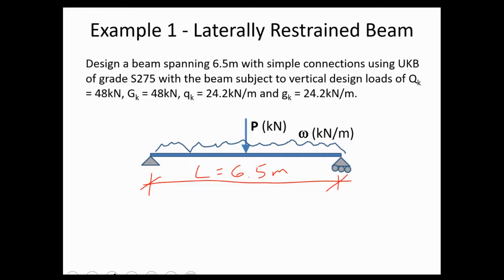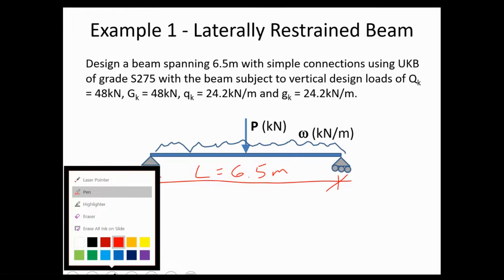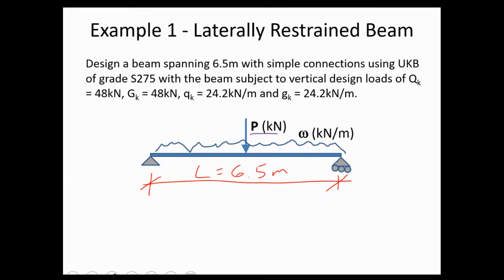We have a point load. This point load here is made up of a live load or an imposed load of 48 kilonewtons, and a dead load, a permanent action, of 48 kilonewtons as well.